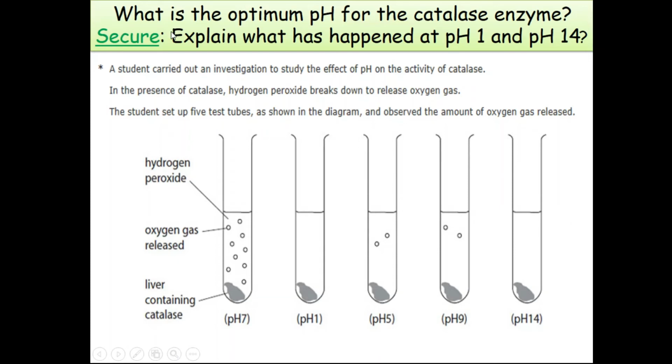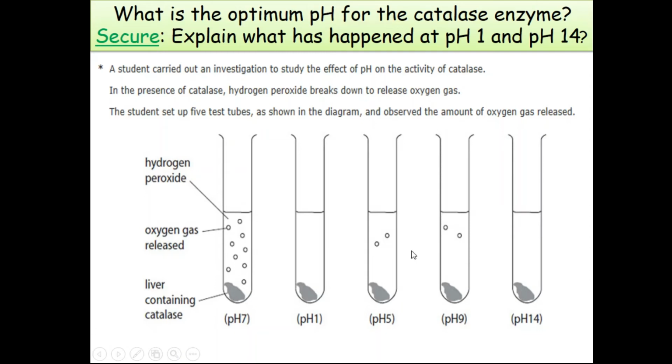So it says that the student carried out the investigation to study the effect of pH on catalase. In the presence of catalase, hydrogen peroxide breaks down to release oxygen gas. So we know that's what we're looking for. We're trying to see hydrogen peroxide breaking down, and we're trying to see lots of oxygen gas bubbles. So we've got 5 tubes here, and they observe the amount of oxygen gas released.